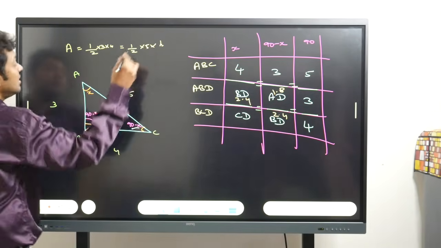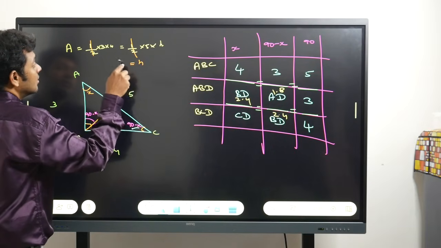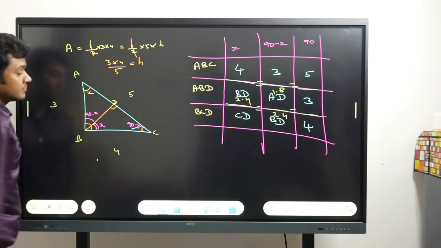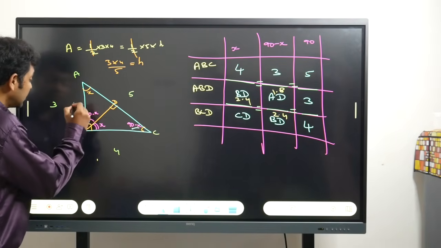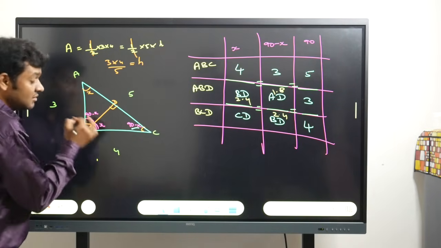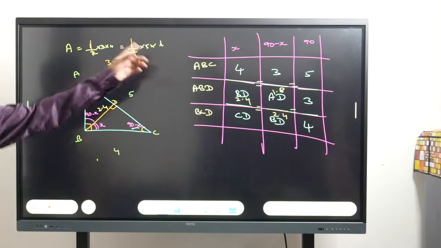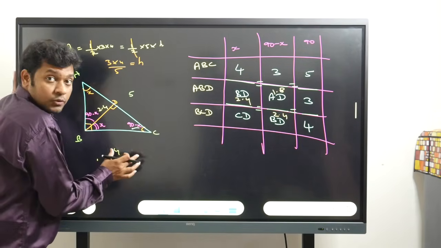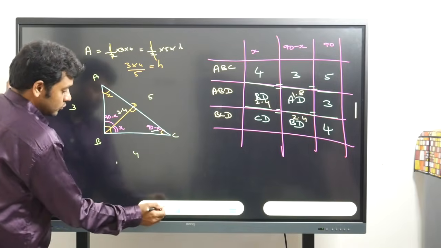Therefore, equating these two, if you cancel 1 by 2 and 1 by 2, H is nothing but 3 into 4 divided by 5. So the length of the perpendicular dropped to the hypotenuse is nothing but the product of the smaller sides divided by the larger side. 3 into 4 divided by 5 is 12 by 5, which is 2.4. That's what we got there. Right? So 3 into 4 is 12, 12 divided by 5 gives us this particular value.